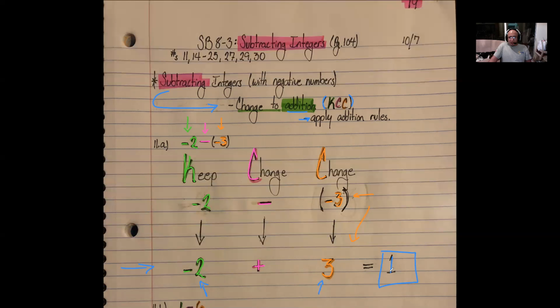And that's it. It seems like a lot, but it really wasn't. All we did, guys, is that whenever we had a subtraction problem, which we did, we applied KCC to change it to an addition, and then we just applied the addition rules that you should know already.